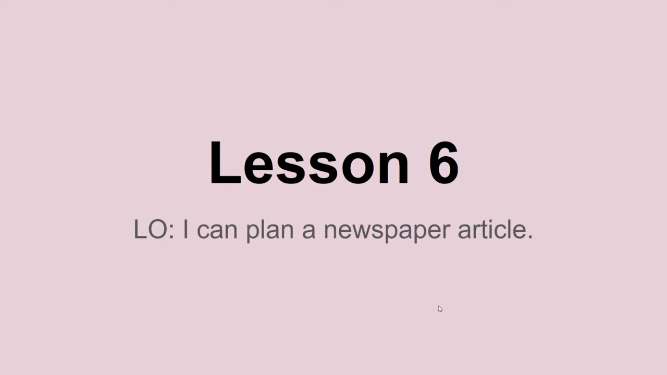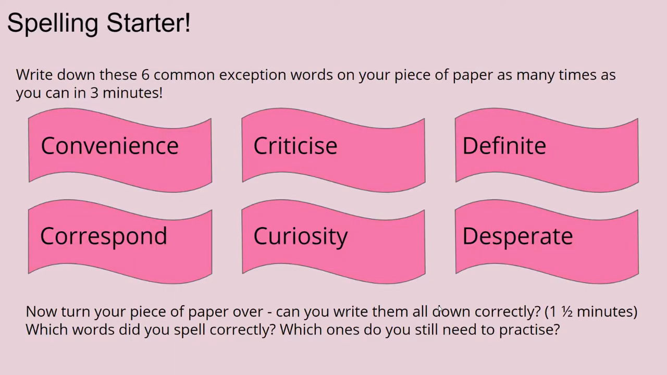So as you know, we always start our lessons with a spelling starter, and today it's asking you to write down the 6 common exception words on your piece of paper as many times as you can in 3 minutes. It then asks you to turn the piece of paper over. Can you spell them all down correctly in under 1.5 minutes? Which words did you correctly spell and which ones do you still need to practice?